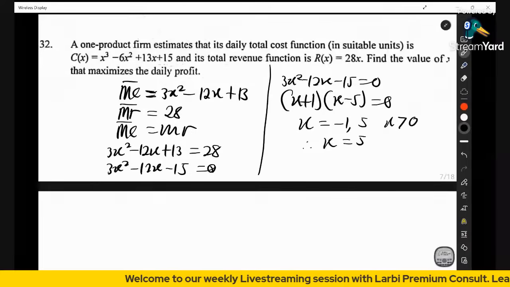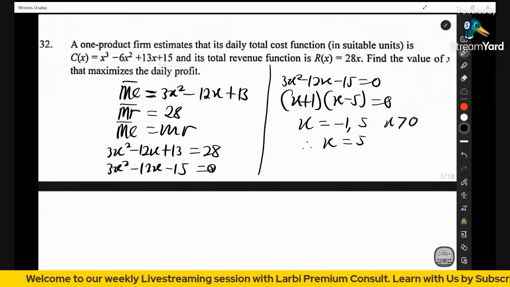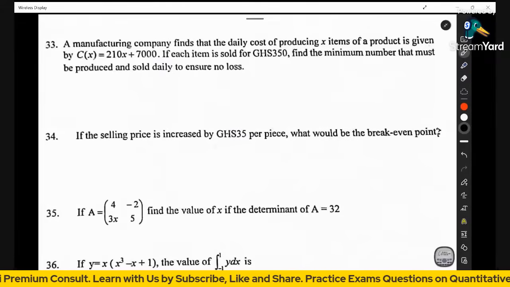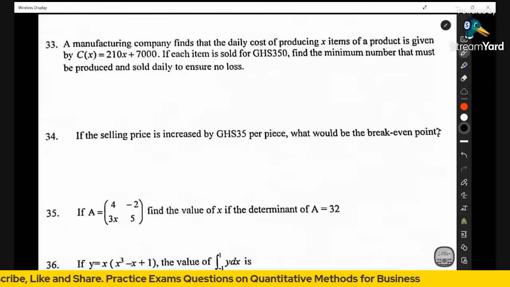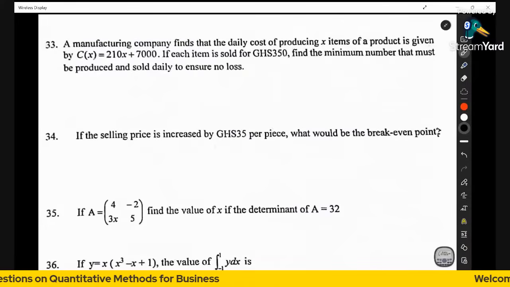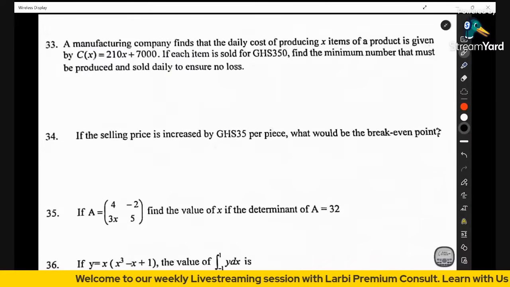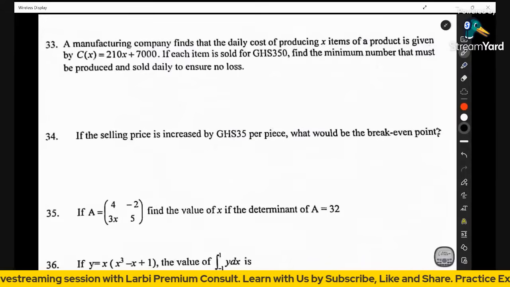So let's take note of that. Question number 33. A manufacturing company finds that the daily cost of producing s items of a product is given by this. If each item is sold for 350 Ghana cedis, find the minimum number that must be produced and sold daily to ensure no loss. So at the minimum level or number that will ensure no loss means that we are at a point where we neither make a profit nor a loss, and we are bringing in the issue about what?